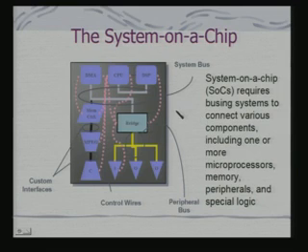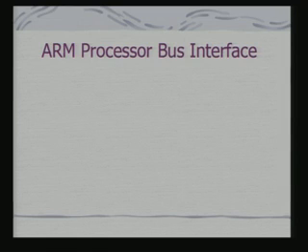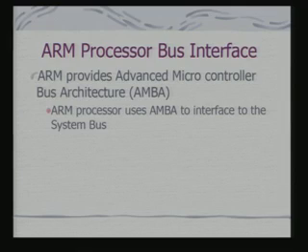Now, here obviously my bus specification and bus protocols have to be different from what we have considered and seen for a PCB requirement. So, in this context we shall look at ARM processor bus interface. In fact, many of the SoCs use ARM CPU core as a main driving CPU. So, ARM provides advanced microcontroller bus architecture, and this bus is called AMBA bus. ARM processor uses AMBA to interface to the system bus, okay, that CPU interfaces to the system bus.